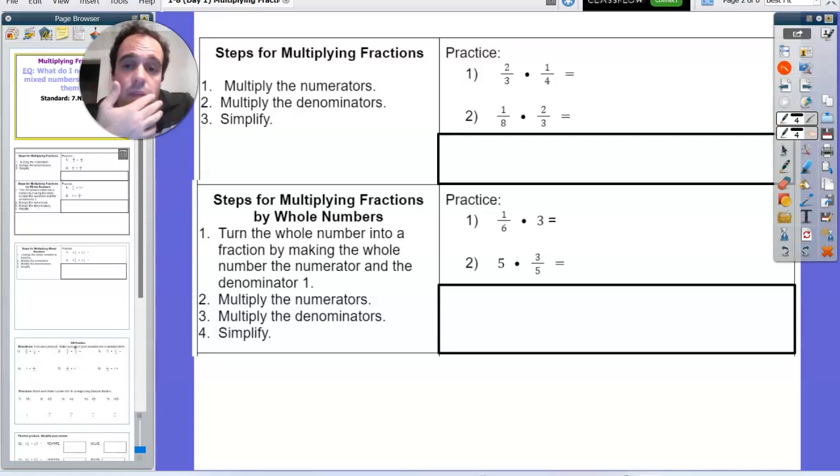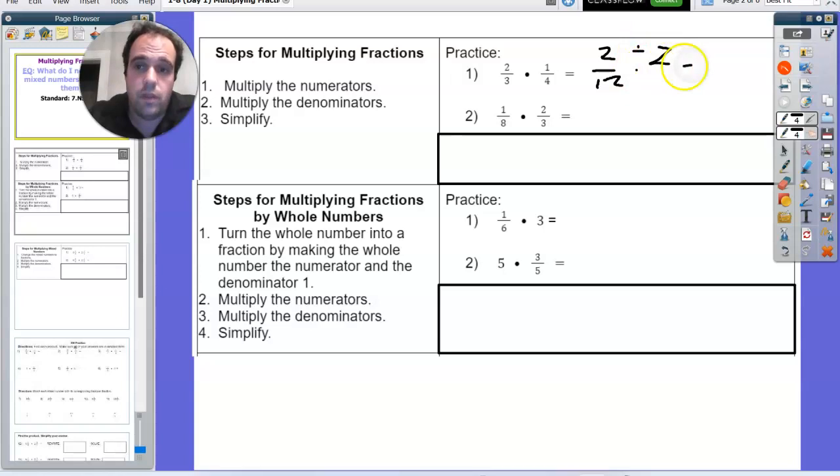It's a good idea. For 2/3 times 1/4, that would be 2 times 1 is 2. 3 times 4 going across is 12. We do want to simplify, so we divide those both by 2, and we get 1/6. Sorry about the thick handwriting. I don't have a pen stylus for this computer.